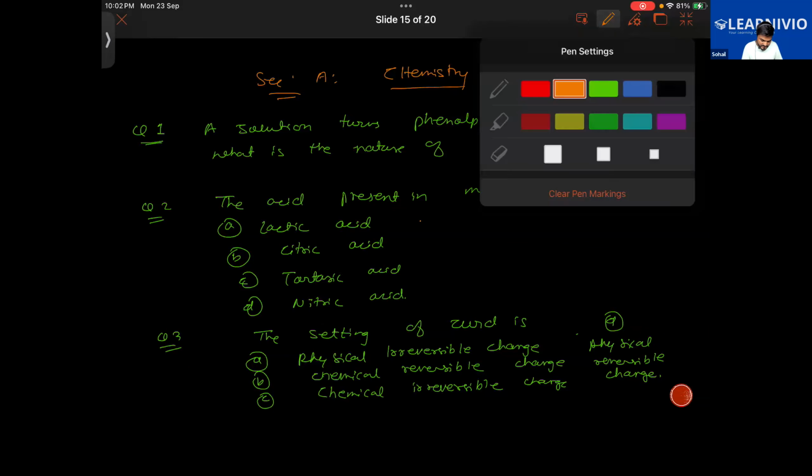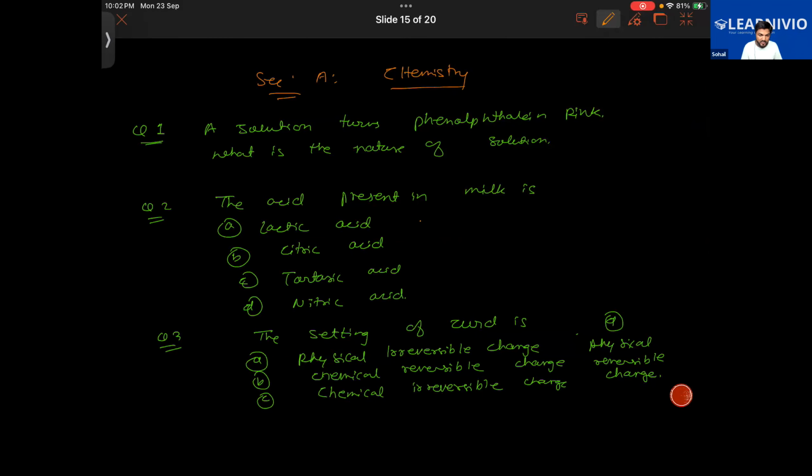Okay, anyway, let's start the discussion meanwhile. What answer have you given for the first question? As you have answered, Abu Bakr, it's base, right? Yes, sir. Priyanka, you also? Yes, it is correct. Very good. The natural color of phenolphthalein is colorless, and if you add a neutral or an acidic substance to it, it will remain colorless. For the second one, you have answered lactic acid. Well done.